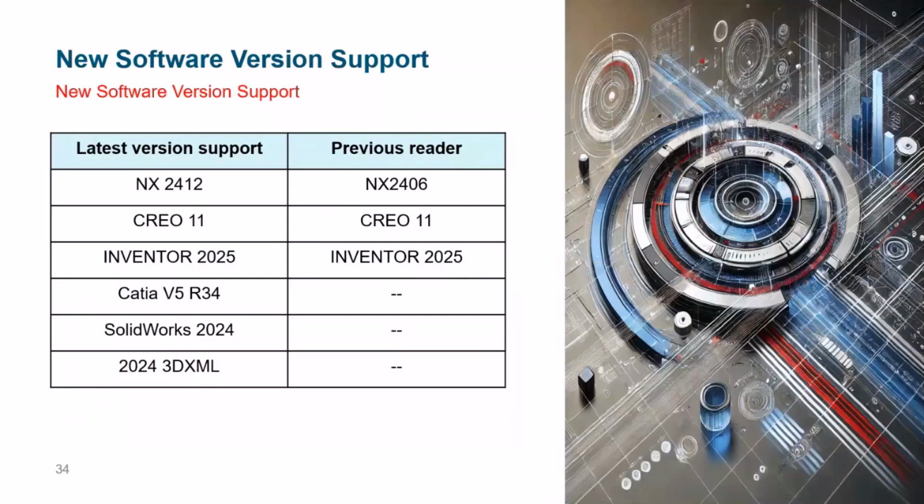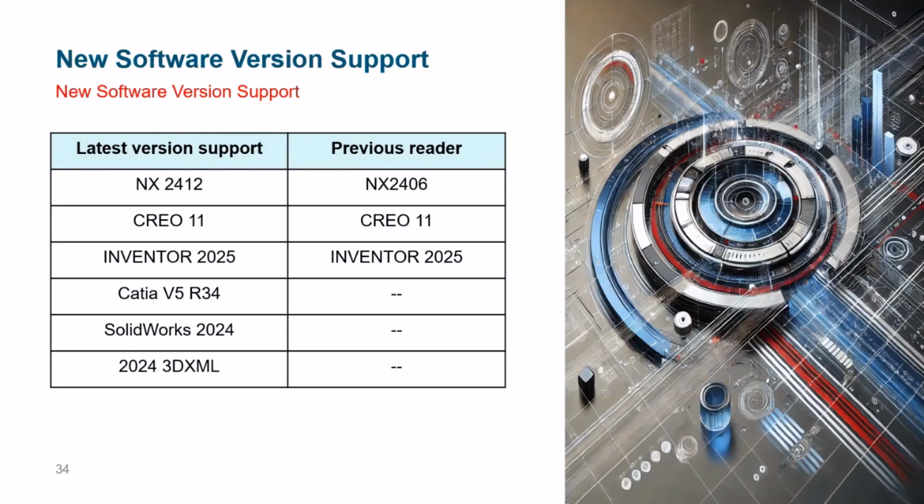So what is the latest library giving us? Because we are packaging both, right? They are bringing in the support for NX 2412, Creo 11, Inventor 2025, CATIA V5 R34, SolidWorks 2024, and the biggest enhancements came for 3D XML. The 2024 3D experience is out, and there are format changes, and those files were not supported in the previous reader. Those are supported now.